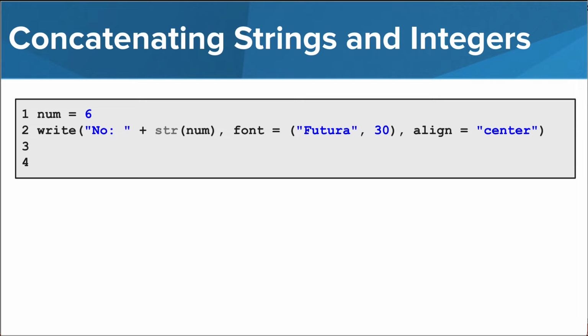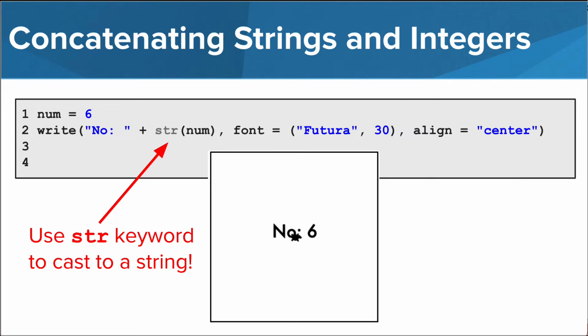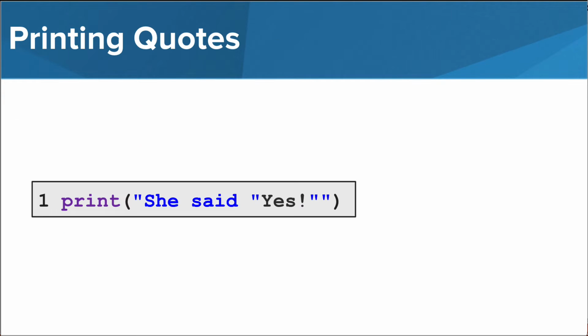We have. If we surround the variable name that contains an integer value with the keyword str, it will change the type of the variable to a string, which can then be concatenated with another string, and we'll see the output we were expecting.